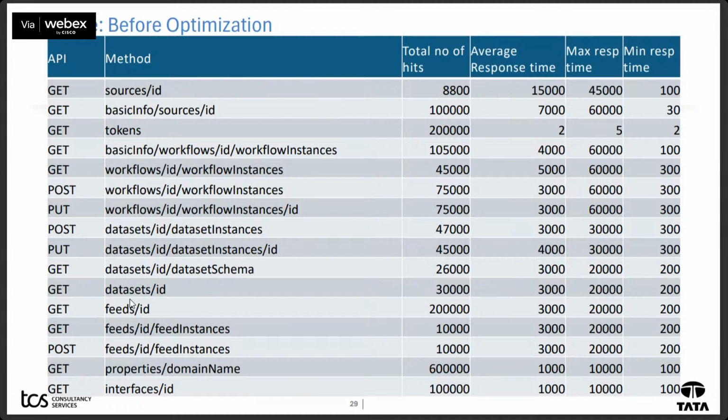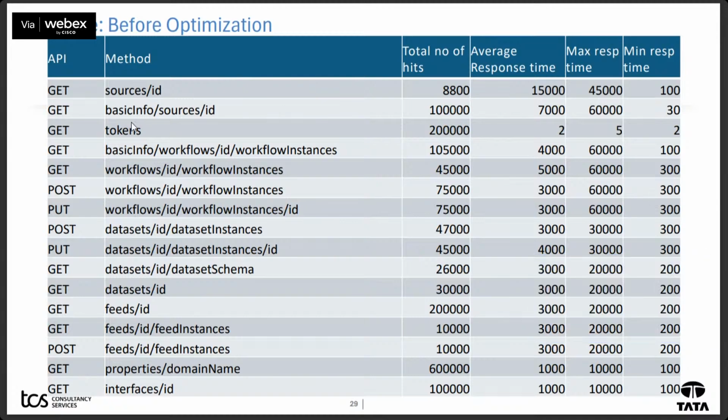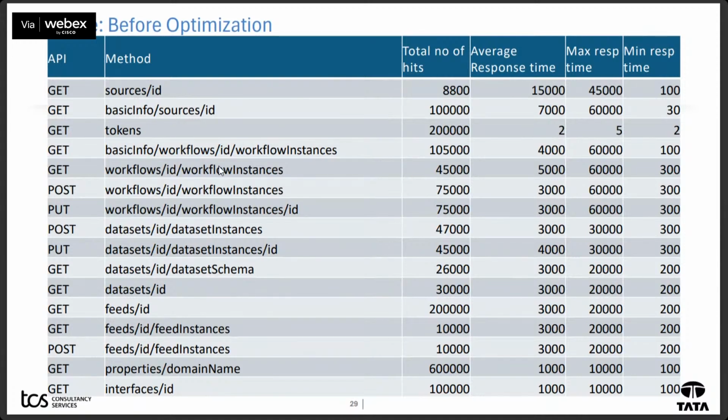These are the different APIs the application had, and these were the usage of the application for various APIs, and then the average response times, and the maximum response and the minimum response time. So we basically started analyzing various of these.